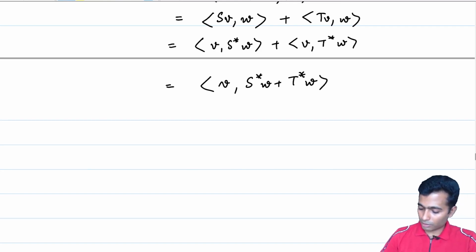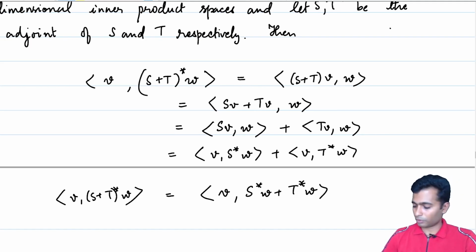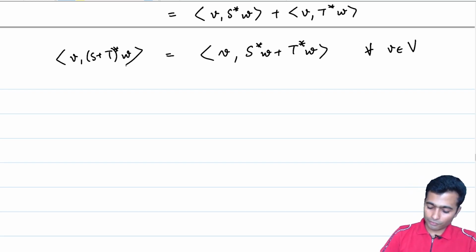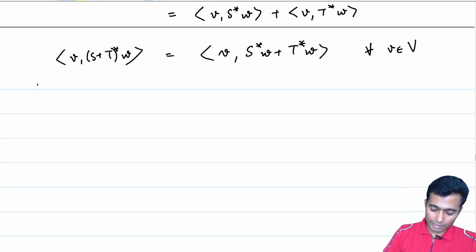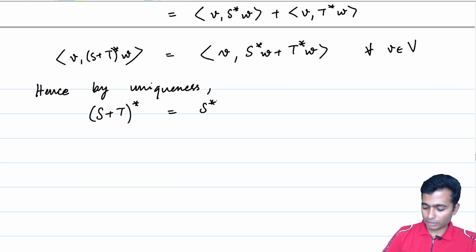So notice that we started off with the inner product of V and (S plus T) star W. So this is what we have for all V in capital V and for all W in capital W. So in particular, for a fixed W, for all V, this is satisfied, and by the uniqueness proposition that we proved after the Riesz representation theorem, we have hence by uniqueness, (S plus T) whole star is equal to S star.